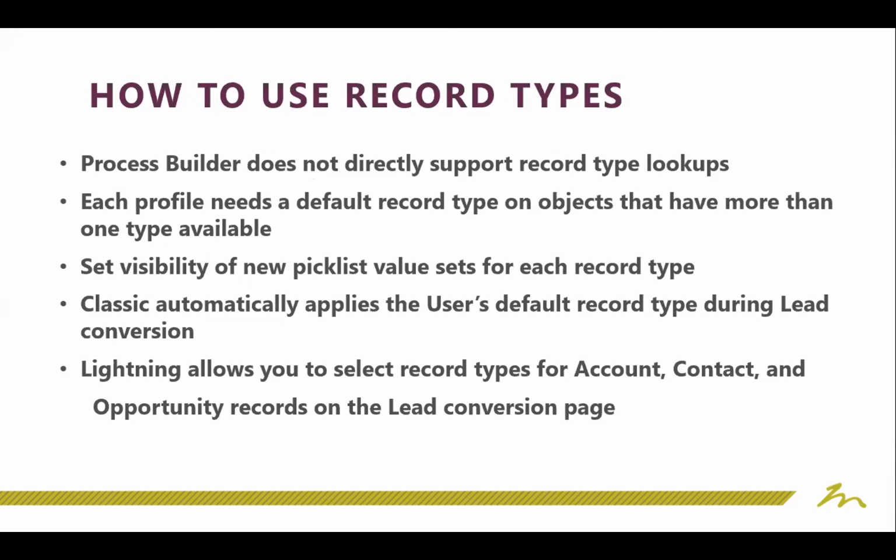A couple other pieces about using record types. Process Builder does not directly support record type lookups. From what I read, I couldn't find specific details, but there's a way around that, though it doesn't directly support it. So do you know what the way around that is? Throwing that out to the group. Anybody want to take a stab?